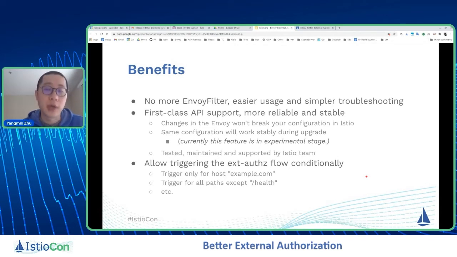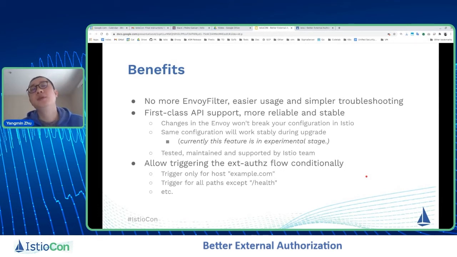Second, and more importantly, this is a first-class API supported by Istio. It is much more reliable and stable. That means changes in Envoy will not break your configuration in Istio, because technically speaking, you are not using the Envoy API at all. You are now using the Istio API, and Istio will handle all those changes behind the scenes automatically for you, because we will maintain the stability of the Istio API. And the Istio API is supposed to be used by the end user, which is different from the Envoy API that is supposed to be used by machines instead of human beings.